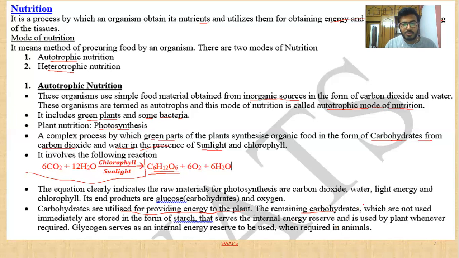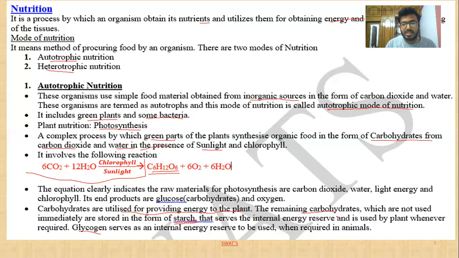So in the same way, even for 2 or 3 days you can live without food, because your body stores food or energy. In the human body or in animals, the stored food is known as glycogen. And in plants it is called starch. So the remaining carbohydrates which are not used immediately are stored in the form of starch. So this starch is very important. Whenever carbohydrates are stored, that form is called starch.